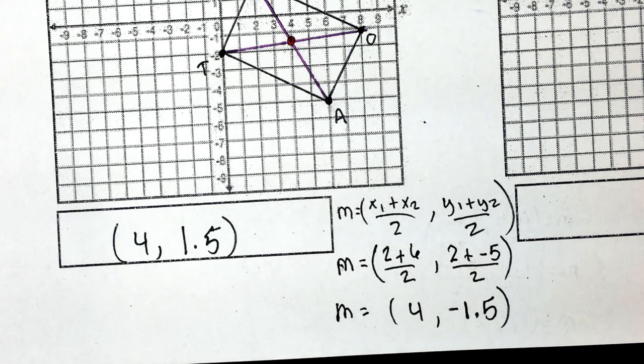Like I said, even if you use O and T, you're going to get 4. Oh, why y'all ain't correct me? Negative 1.5.